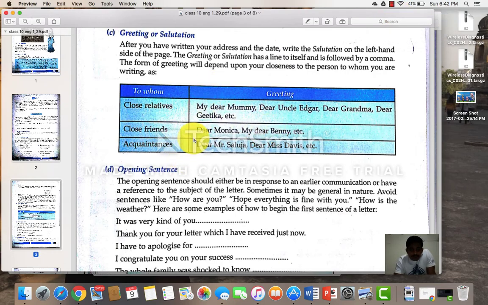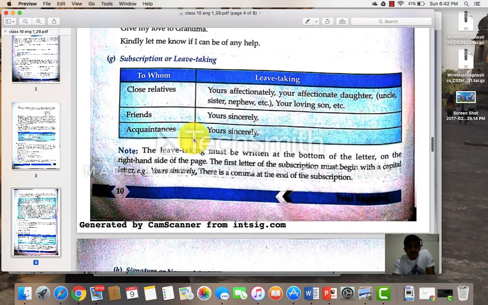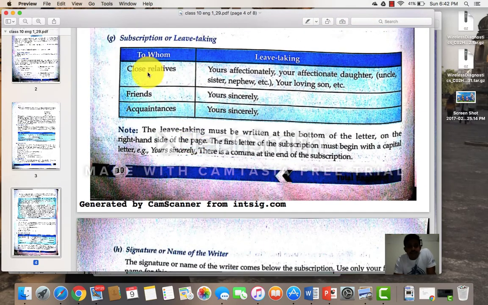So how do you write the subscription? Subscription or leave taking. To your close relatives and friends, you will write yours affectionately, or your affectionate daughter, your affectionate niece, your affectionate nephew, sister, or your loving son, your loving grandson, your loving cousin. For friends and acquaintances, it's yours sincerely, because you are sincere to them.